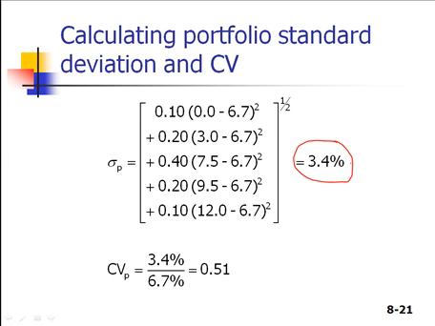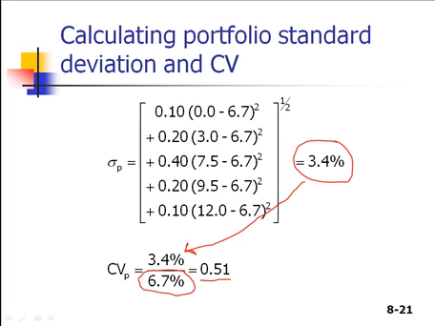And of course, if you wanted to get the coefficient of variation, hopefully you remember that from the first part of the chapter as well. Coefficient of variation is just the standard deviation, which would go into the formula here, and then you would divide that by the expected return of 6.7% to get 0.51. Coefficient of variation is not a percentage, so this is not 0.51%, it's just 0.51.